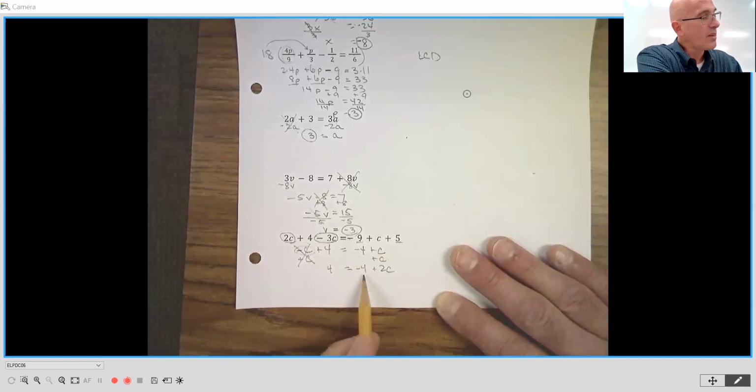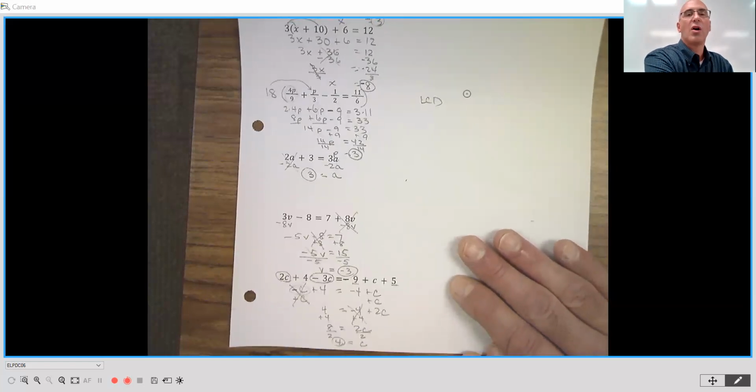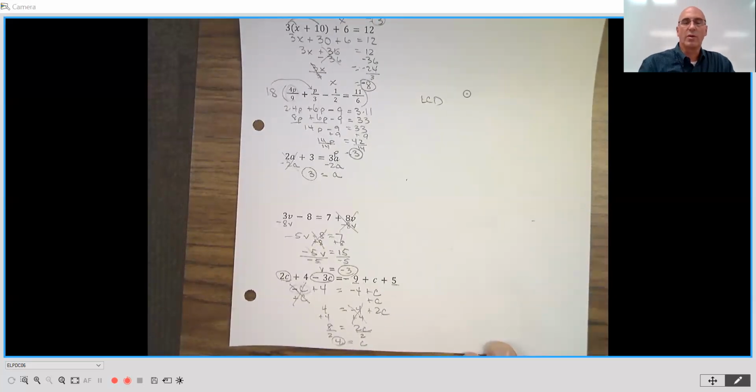Excellent. Now I have to move my constant over to the left. I have a minus 4, so I am going to add 4 to both sides. Okay. 4 plus 4 is 8, and then I have 2c on the right. Divide each side by 2. C equals 4. That is how you solve equations by combining like terms and doing multi-step problems.